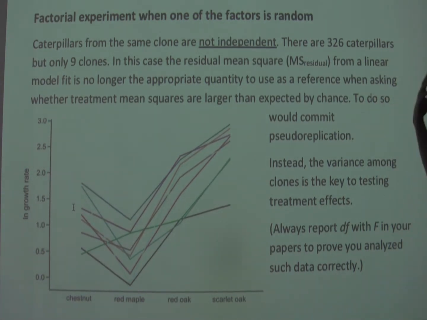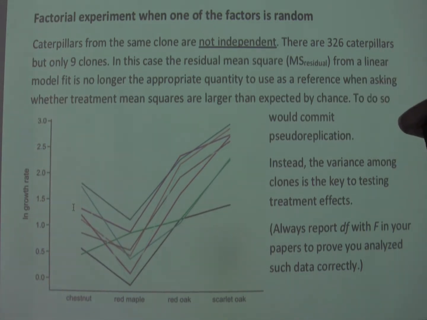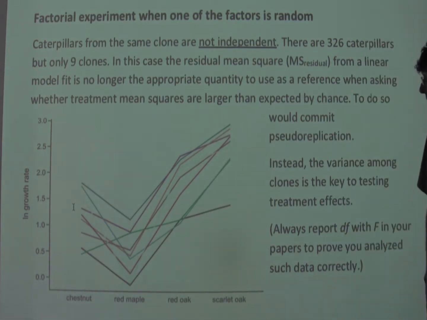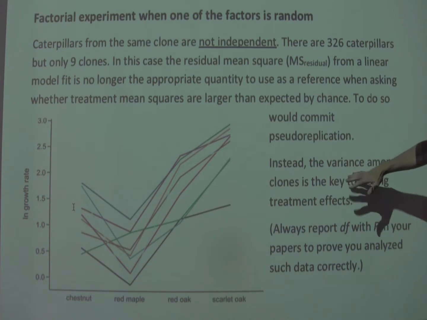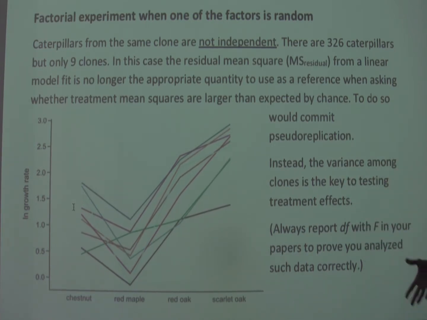So analyzing these data with LM would be wrong, because LM assumes that all of the factors you're incorporating are fixed. To do so would commit pseudo-replication. And so somehow the variance among the clones has to be taken into account in order to properly analyze these data.